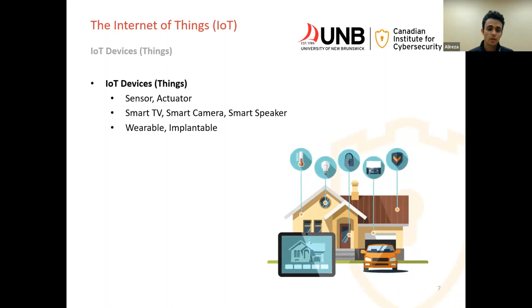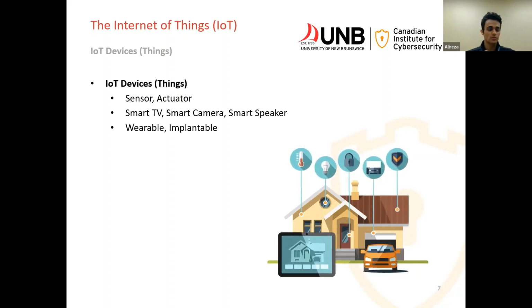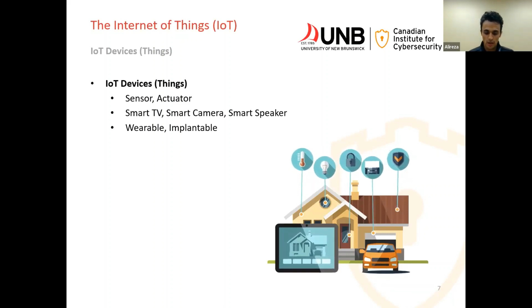Then we have smart appliances like smart TVs, cameras, speakers, you could name it, smart coffee machine, whatever, fridges. And then we have wearable devices such as Fitbits and smartwatches we daily use, and implantables, such as those sensors that are placed under the skin of those patients with critical illnesses.